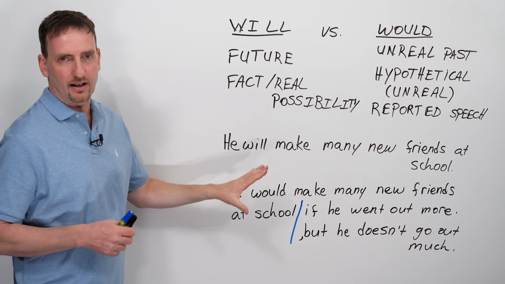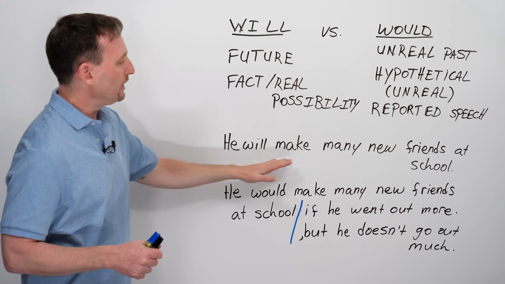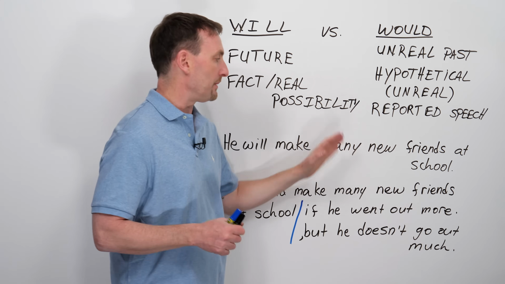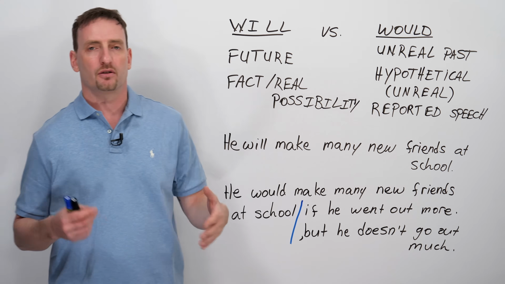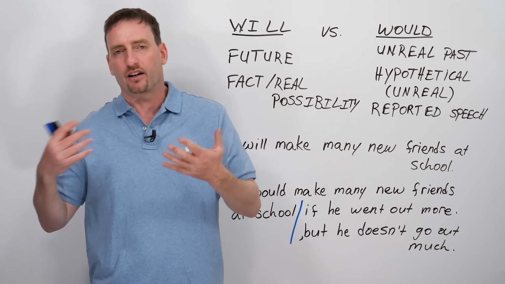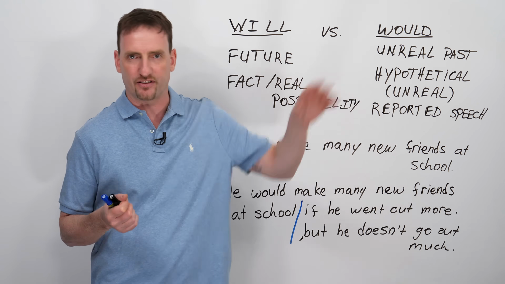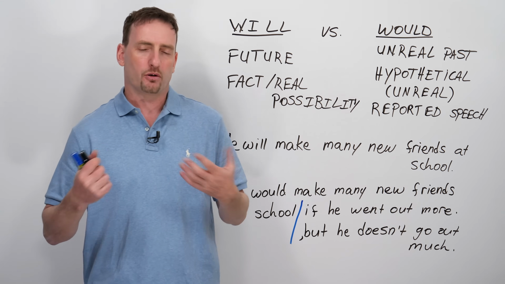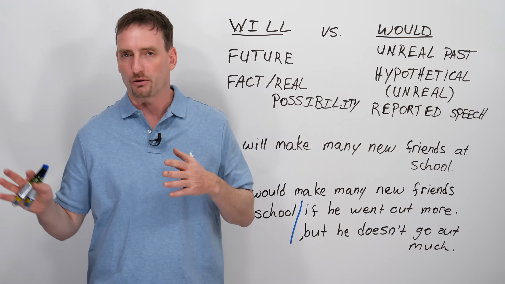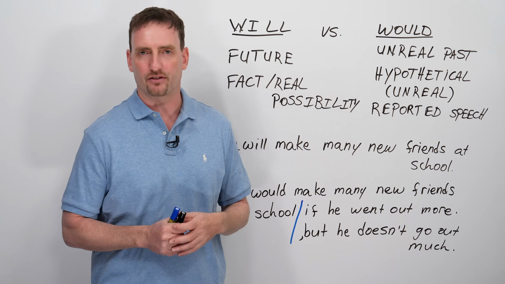So let's start with a couple of sentences here. He will make many new friends at school. So my wife and I are talking. We're worried about our son. Our son is going to university in a different city. And my wife is worried that he'll be very lonely. And I say, don't worry. He will make many new friends at school.